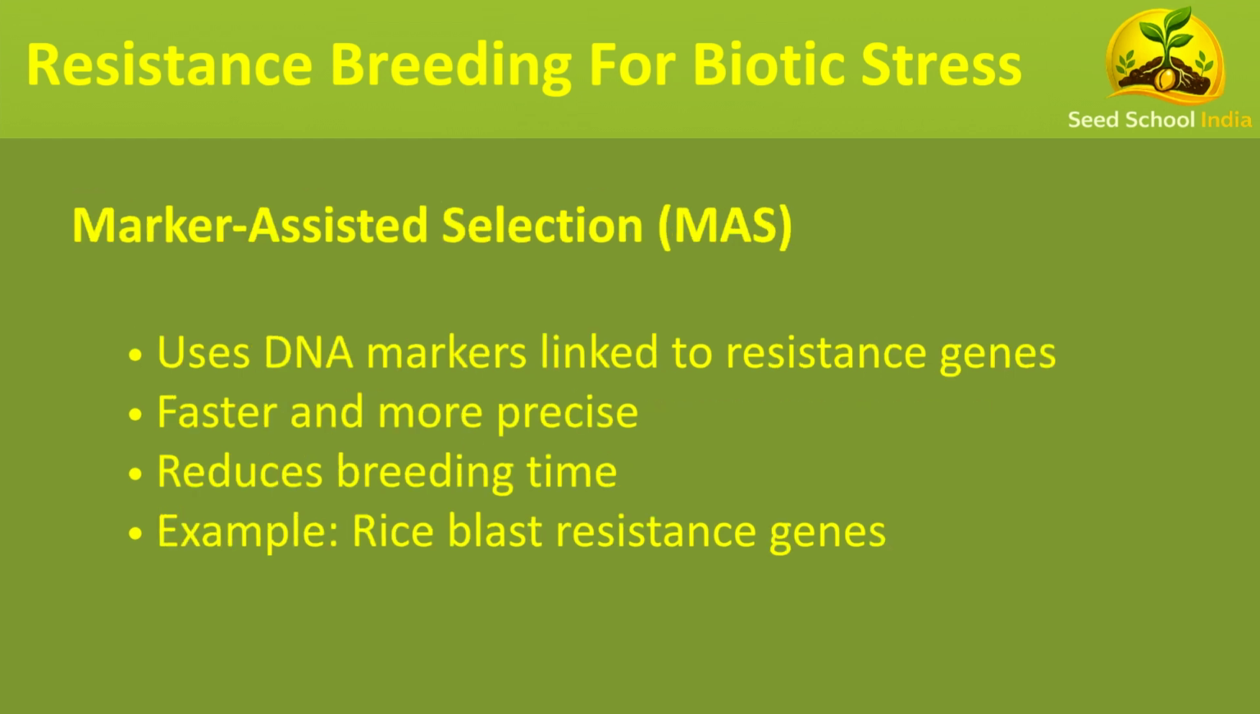Marker assisted selection, or MAS, is a modern technique that uses DNA markers linked to resistance genes. Instead of waiting for visible symptoms, breeders can identify resistant plants at the seedling stage. This method is faster, more precise, and saves time and resources. MAS is widely used in crops like rice and wheat for disease resistance breeding.